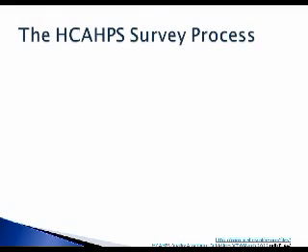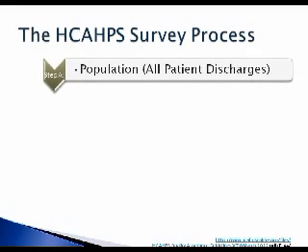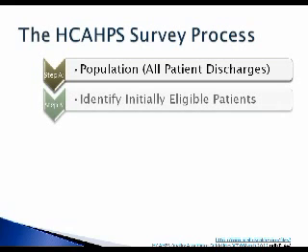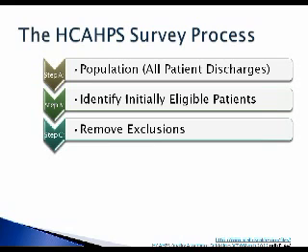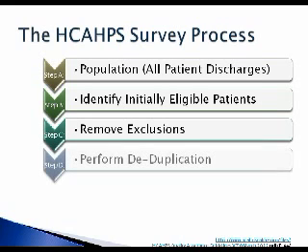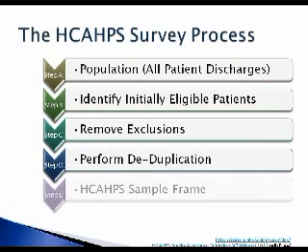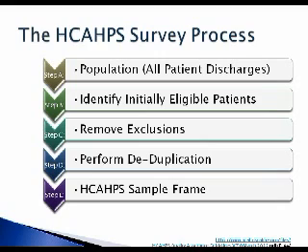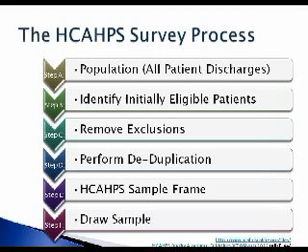the same calendar month. Now, the HCAHPS process starts with, again, on Thursday we upload the entire patient population. We identify initially the eligible patients. We remove exclusions. We perform deduplication. At that time, we have the HCAHPS sample frame, and what that means is after you do all that process, you have everybody that at that time can be chosen randomly in order to draw a sample.